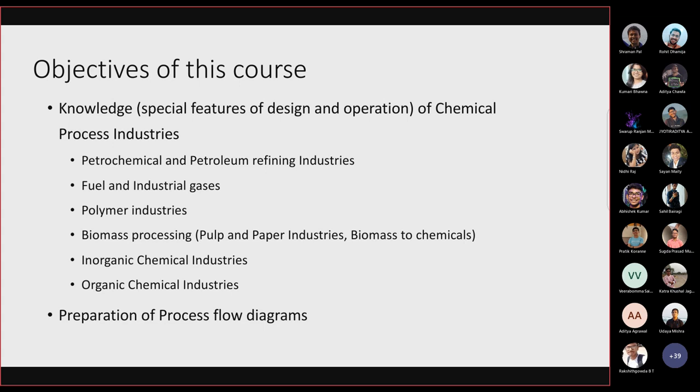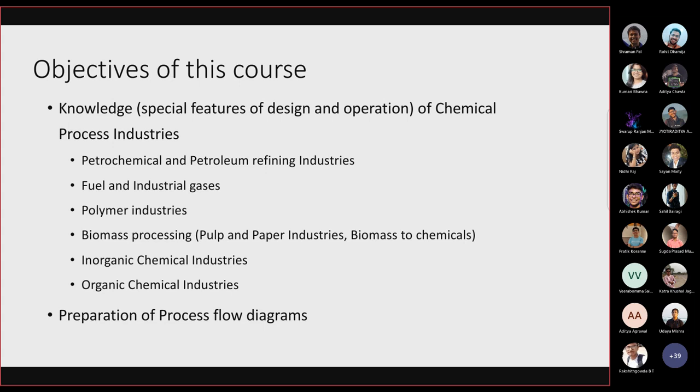Instead of just talking about the methods, we wanted to talk about the special features of design and operation of the various industries, right? Since we are talking about multiple types of industries, we want to take two or three examples from each industry. Organic chemicals, we'll talk about 2 to 3 examples. Inorganic chemicals, 2 to 3 examples. Biomass processing, 2 to 3 examples. That way, we will take one group of industries, take 2 or 3 examples, and show you how these chemicals are produced and how a typical industry looks. Those things we will explain.